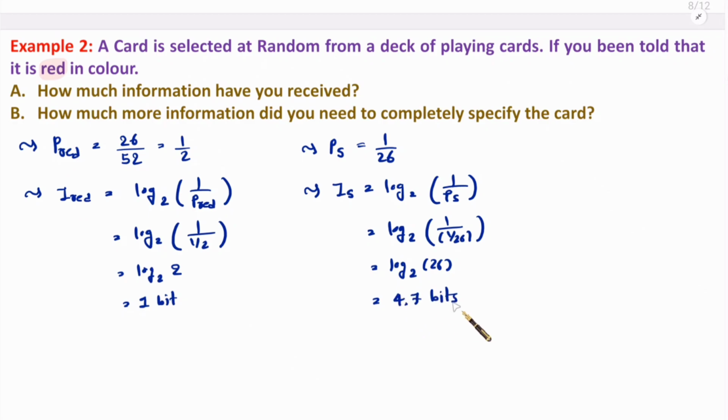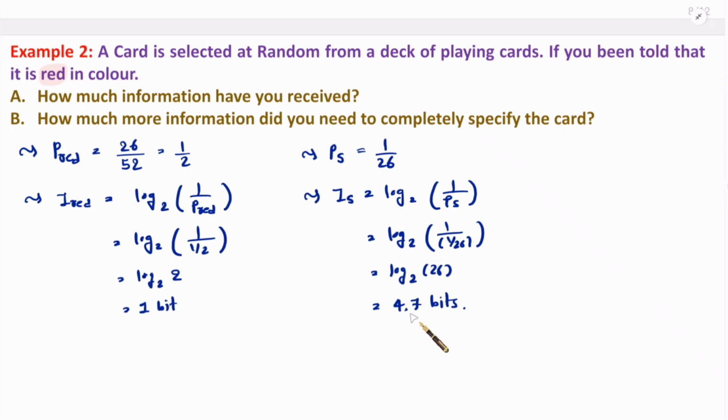bits, right? See, if they are asking you, out of 52 cards, to identify a specific card, in that case the probability will be 1 by 52. And if you identify information as per log base 2 of 1 divided by probability, then the answer will be 5.7 bits. But here we need to select a red color card first. After that we need to identify a specific card. That's why for a red color specific card, the information will be 4.7 bits.